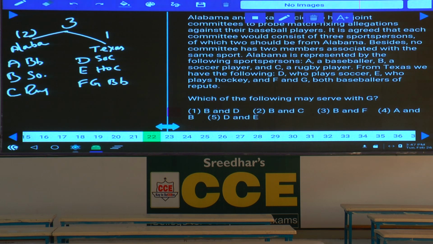Then question number 22. Which of the following may serve with G? Now, G is what? G is a baseball player. If this baseball player is there, can A be along with G? No, because A is also a baseball player, hence A cannot be. If A cannot be here, the remaining B and C must be from Alabama, isn't it? One is from Texas, that is G. The remaining 2 persons, B and C. Check the games: baseball, soccer, and rugby. Then what is your answer here? Which of the following may serve with G? Both B and C, choice 2. Done with this? Then question number 23.